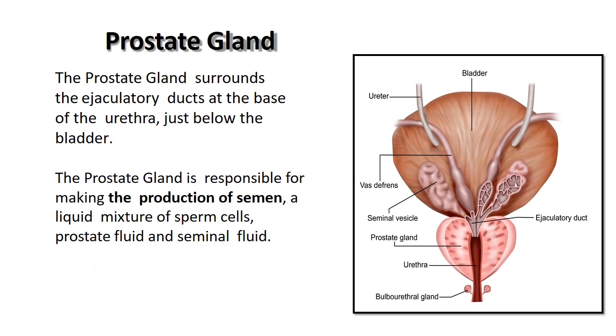Now we'll see the prostate gland. The prostate gland surrounds the ejaculatory duct at the base of the urethra. It is located at the starting point of the urethra, just beside the urethra, just below the bladder. The prostate gland is responsible for the production of the semen.